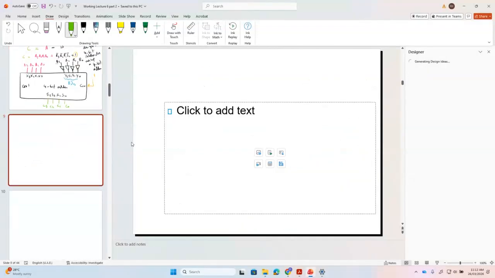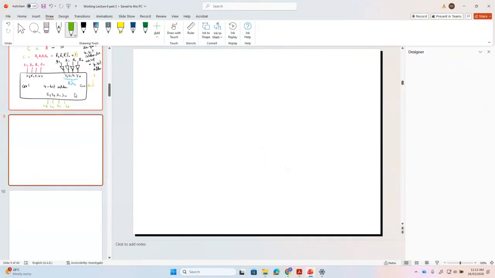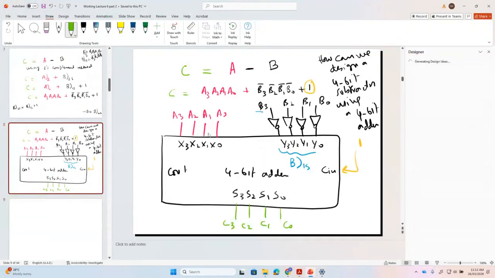So now can you see here? If we go to the next slide. Professor, I have a doubt. Yes, please go ahead. If X3 and Y3 were both one, would the C out be the overflow? For the overflow, I will explain the circuit of the overflow later on.